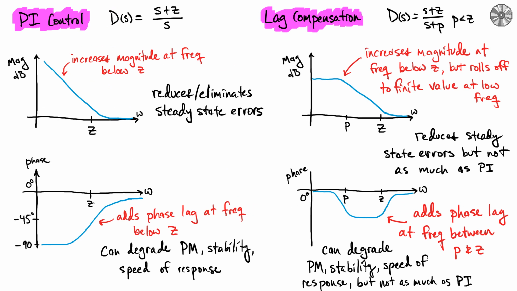Now continuing the comparison between PI controller and the lag compensator, we can look at the magnitude and phase plots of a PI controller and compare it with the lag compensator. So here we're comparing something that is very similar to what we've been looking at with PI control, and it just represents having that proportional gain and the integral part.